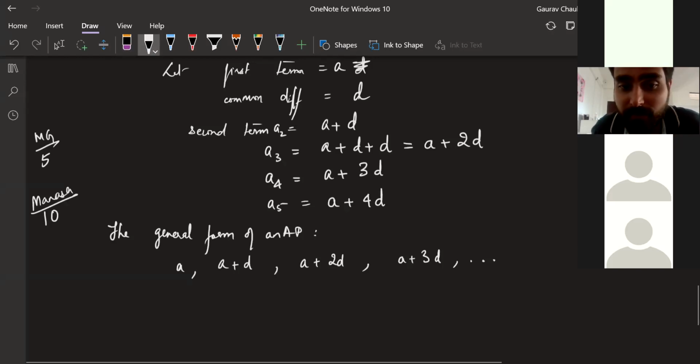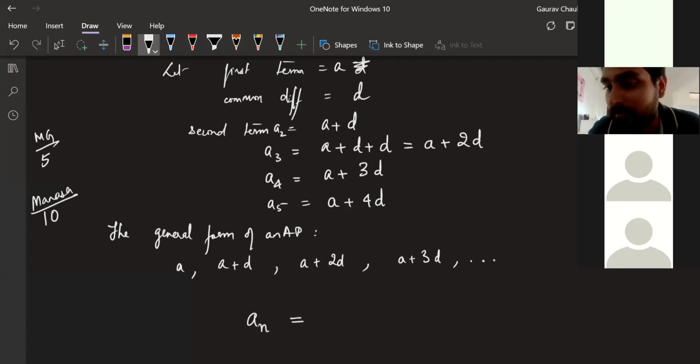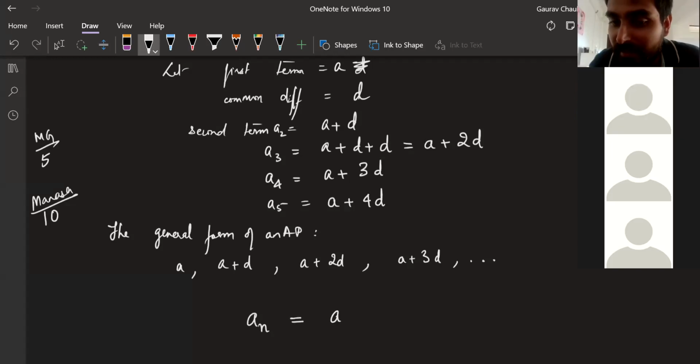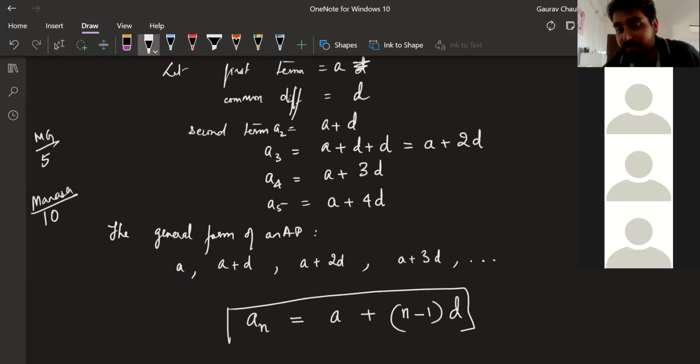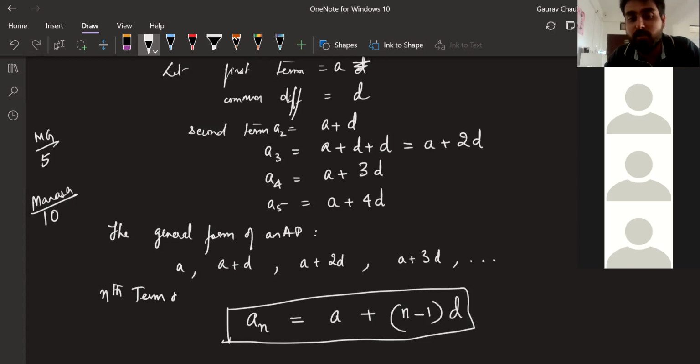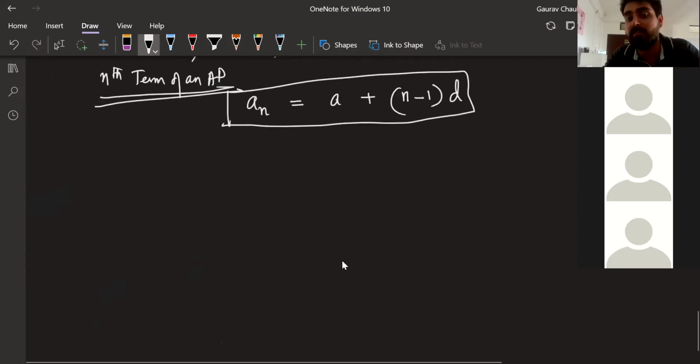And she's saying, sir, if I have any number here, n, okay, I can do a plus that number minus 1 into d. Okay. And this is our formula. Mansa has just seen the pattern and guessed our formula for the nth term of an AP. So this is the next heading, nth term of an AP. And this is what Mansa has given us. Thank you, Mansa. This is the formula for nth term of an AP.